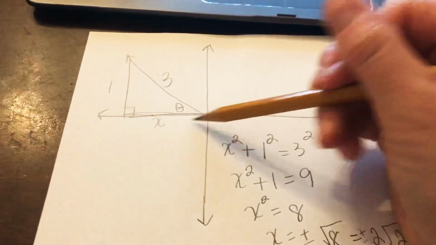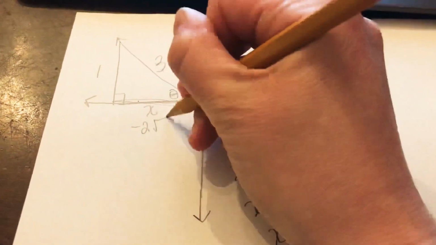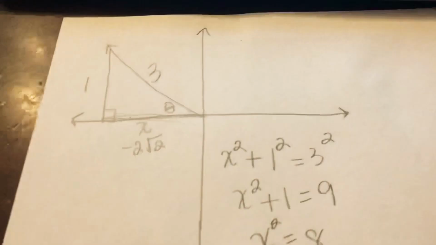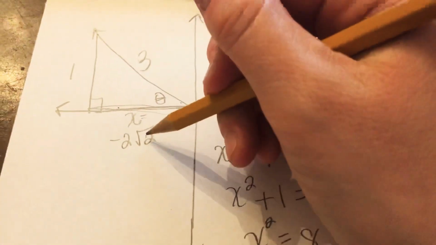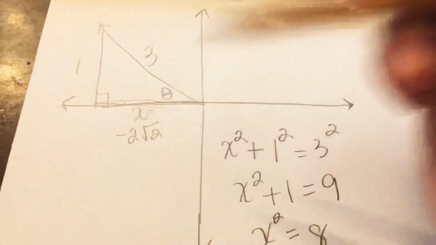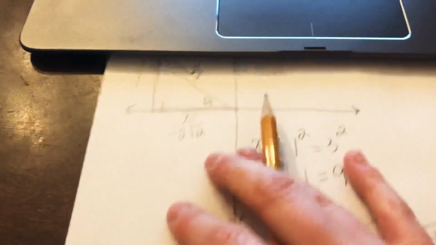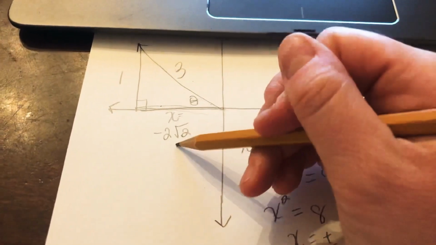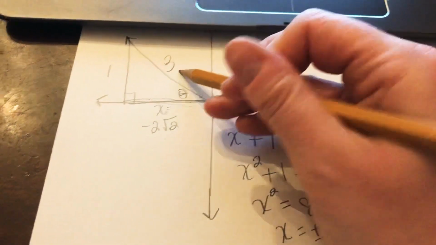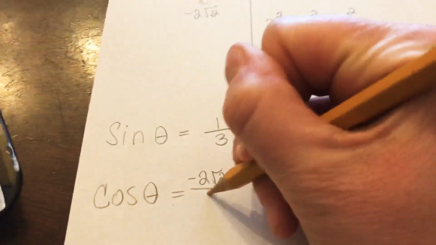And as we mentioned, since we're going negative on the x-axis, we're going to be using a negative value. So negative 2 radical 2. If I wanted my cosine of this angle here, it's adjacent over hypotenuse. So it's going to be negative 2 radical 2 over 3.